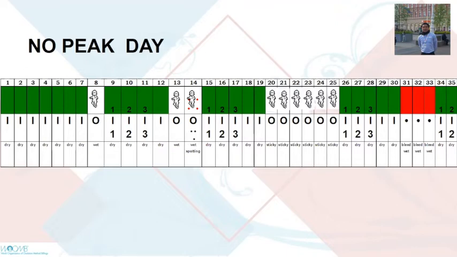Mucus starts to appear on day 20. The sensation is sticky. 21, mucus appears, the sensation is sticky. 22, 23, 24, 25, mucus is sticky. From day 20 to 25, there is no developing pattern. Mucus is stagnant. It is always sticky. It did not become wet.